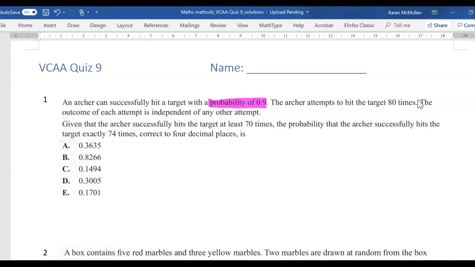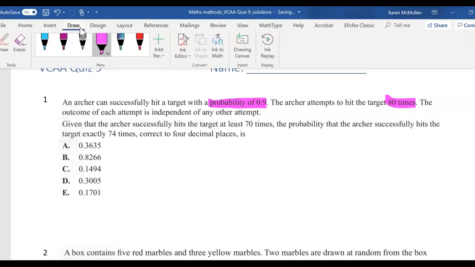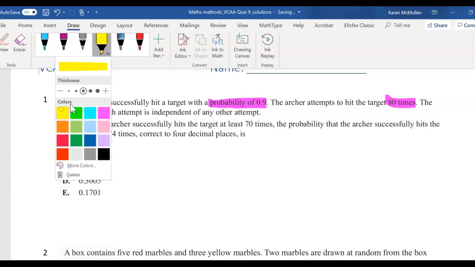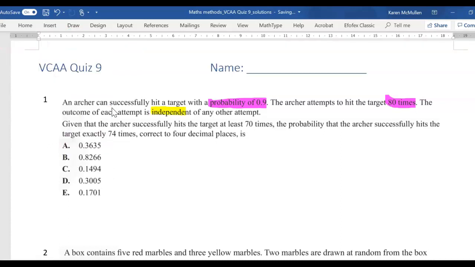The archer attempts to hit the target 80 times, so that's important. That's our number of trials. The outcome of each attempt is independent of any other attempt. When you see the word independent, it does tell us that we're likely to use the binomial distribution. We use the binomial distribution when the probability of success is the same each time, and the definition of independent events is that the probability of success is the same each time.